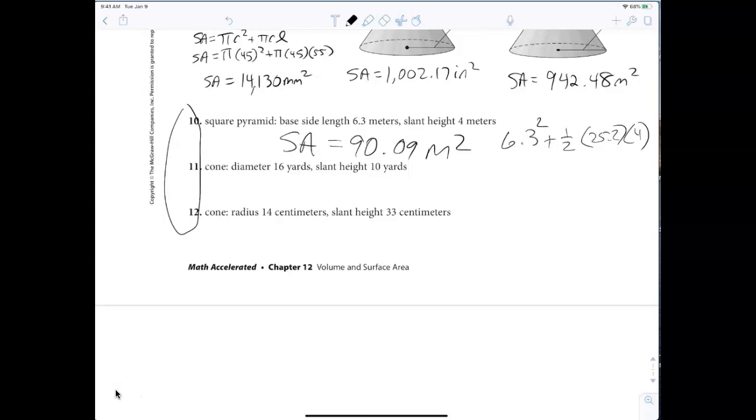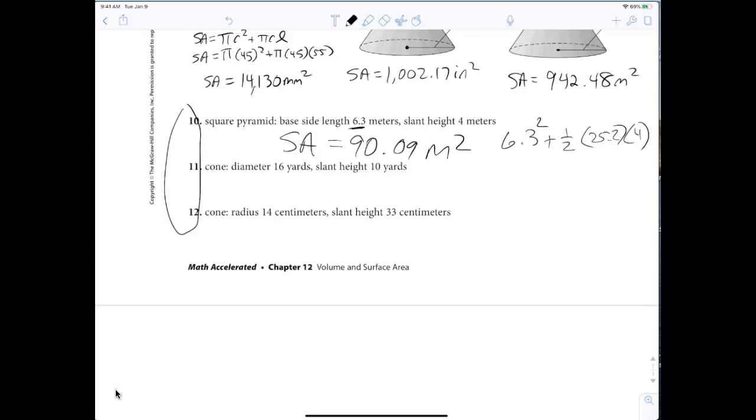Wait, for the perimeter, which do you add up? It's 6.3 times 4, which is 25.2. Wait, times 4? Yeah, because there's 4 sides. Oh, so it's 4 times 6.3. Okay. You good? Yeah. Scribble down.